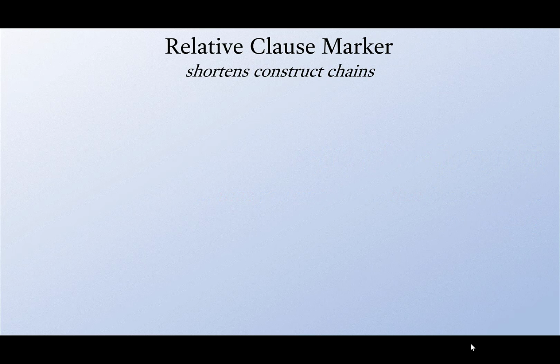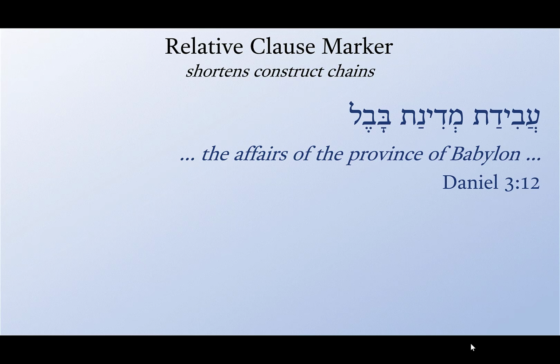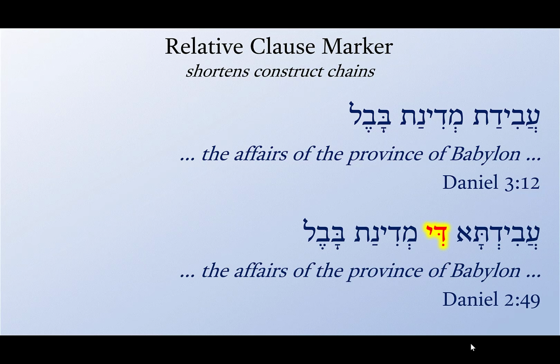Di can also shorten construct chains. And we say it that way because, for example, we have this construct chain, the affairs of the province of Babylon in Daniel 3:12. And we have a very similar expression earlier in Daniel 2:49, the affairs of the province of Babylon, where there is a di inserted in the midst of those three words.